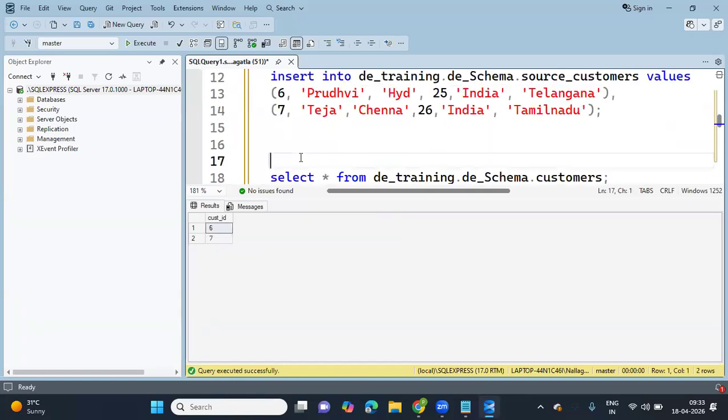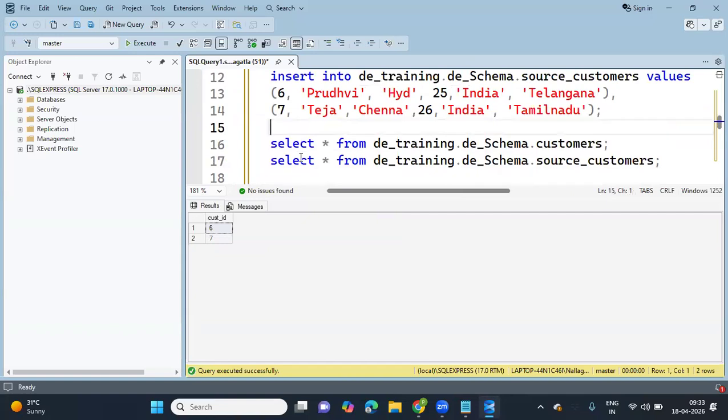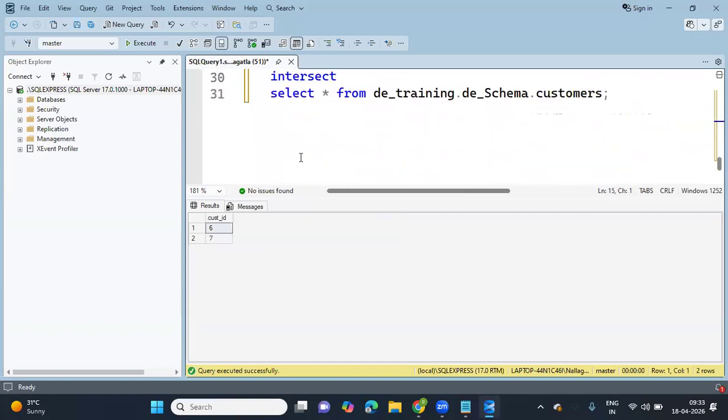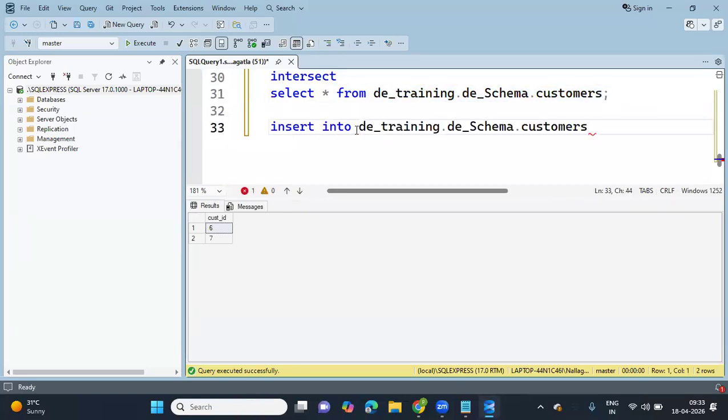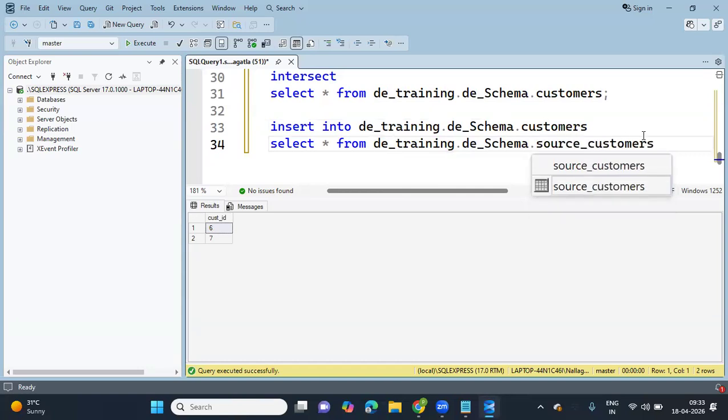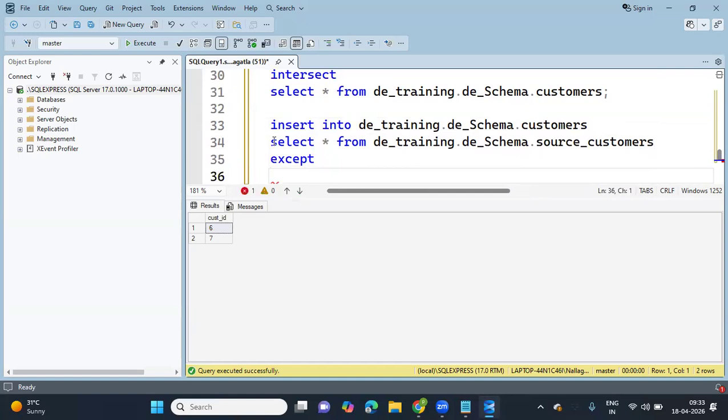Okay, so now we are not going to use minus. Let's first do that with minus. Now what I want to do is insert this additional data into the customers table. Select star from the source table. I don't want to insert all of them, right? I want to insert the rows which are not already there in the target. How do I get that? By using except select star from the target table.